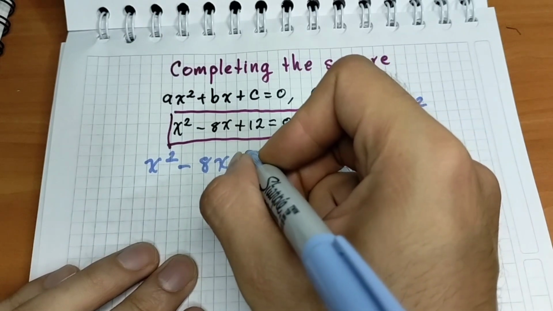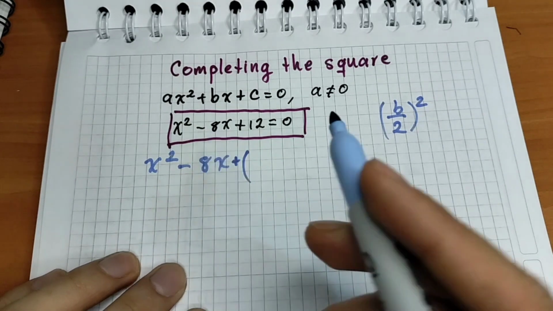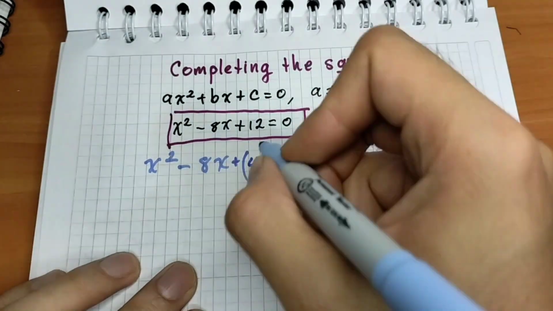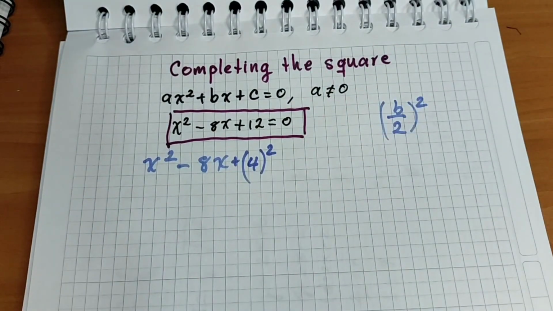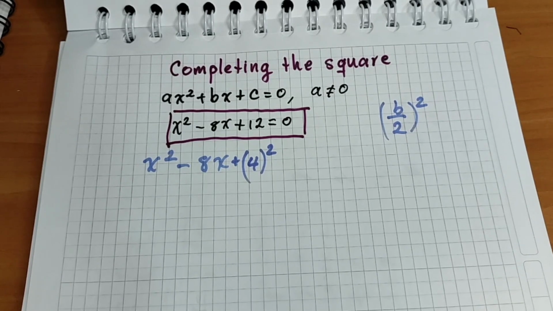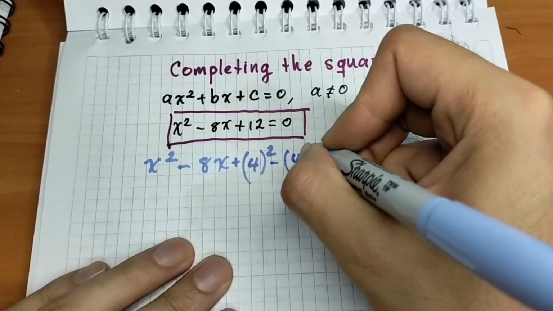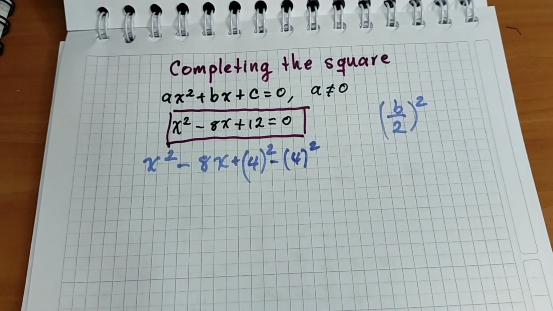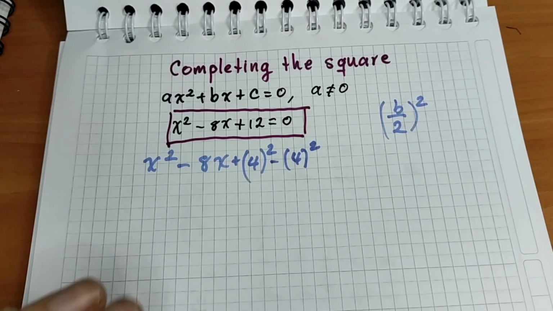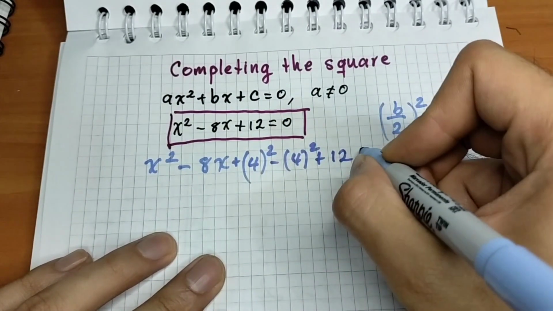Here I'm going to write plus, open parenthesis, and inside this parenthesis I'm going to write half of this element, that is equal to 4. And this element here is going to be squared. Now, if I just do this, the value of the equation is going to change, and this is something that we cannot allow. So how are we going to prevent that? We are going to subtract the same amount that we just added, that is 4 squared. So as we add, we subtract in order to keep the value of the function. Plus 12, we are not forgetting our element c from our equation, 12, and this is equal to 0.